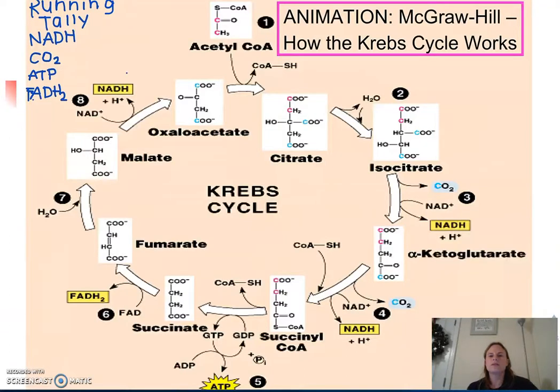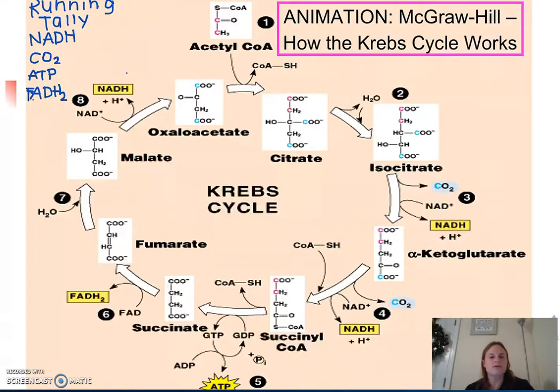I'd like to discuss the Krebs cycle with you. In class, we watched an animation, then we annotated this image, we took some notes, and we watched another animation. If after this video you're still lost, you need to go back and revisit the animation, the McGraw-Hill, how the Krebs cycle works. You can just Google it, as well as the Stephanie Castle video, which you can also Google. So let's dive into the Krebs cycle.